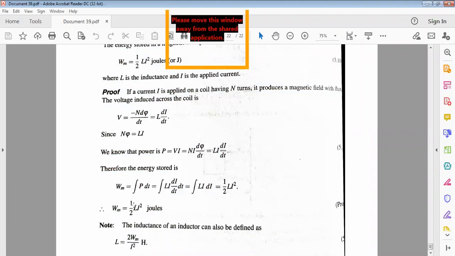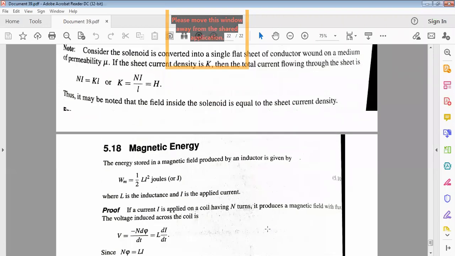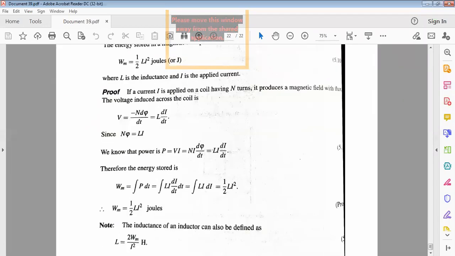From that, L is also defined. Half L I square equals Wm, so L I square equals 2 Wm. From that, L equals 2 Wm by I square henrys. That much inductance stores that much energy of half L I square.